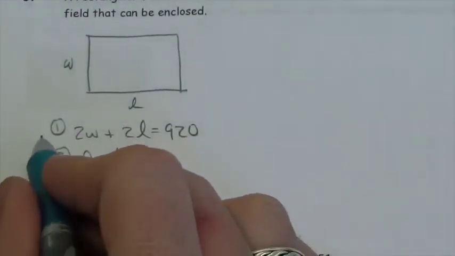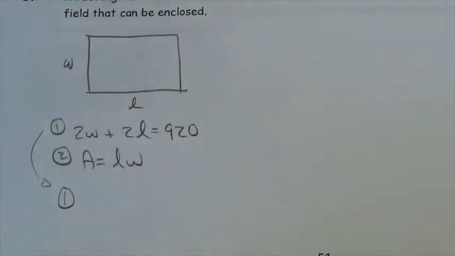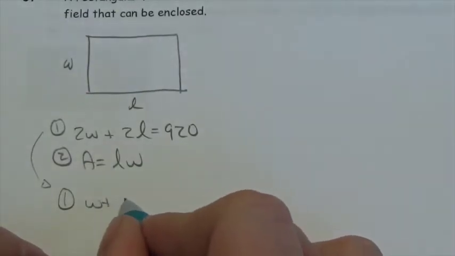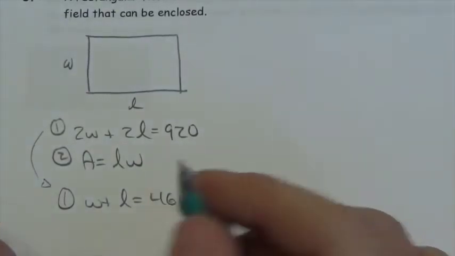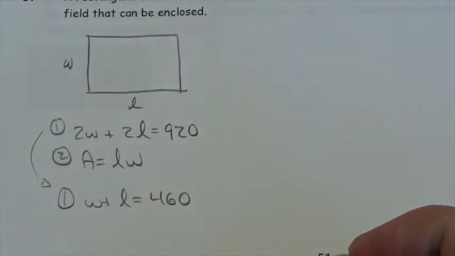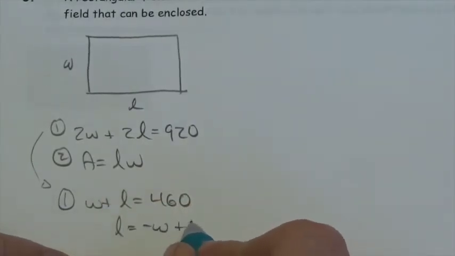Now what I'm going to do is take that equation 1, and you should notice, man, we've done the exact same thing over and over again. It's almost like there's a pattern there. I'm going to simplify this first equation to get W plus L is going to equal 460. And then, you know what? We've done everything up there in terms of W, so let's do the same thing here. So we're going to let L equal negative W plus 460.